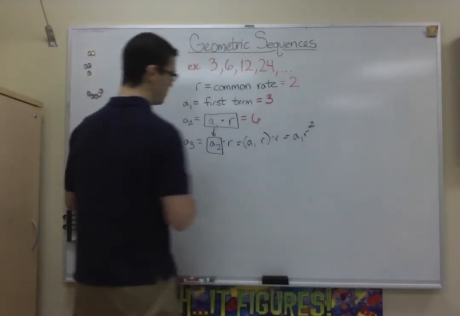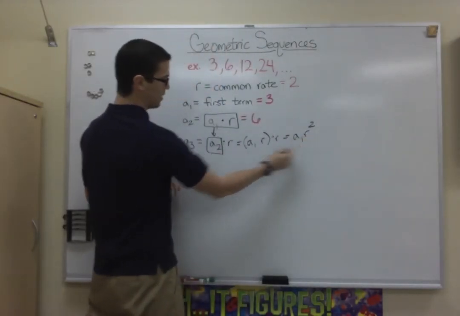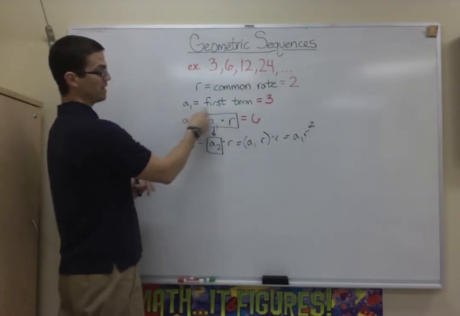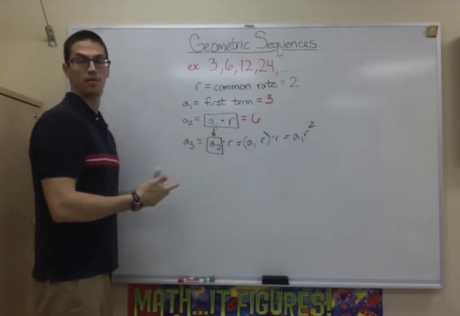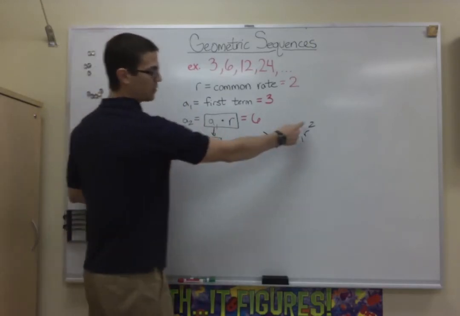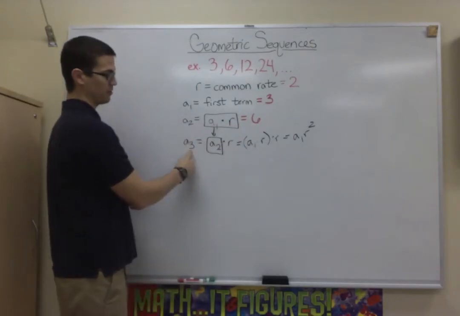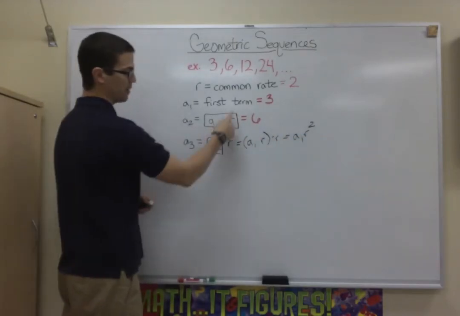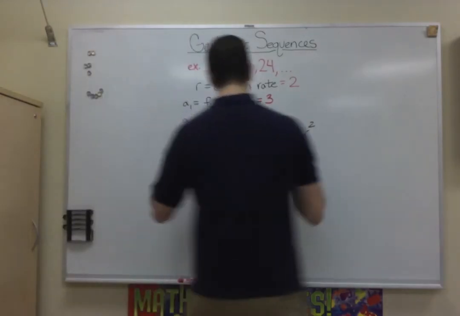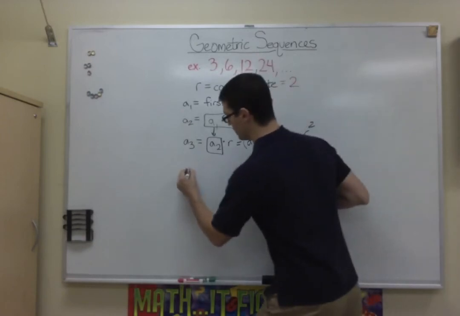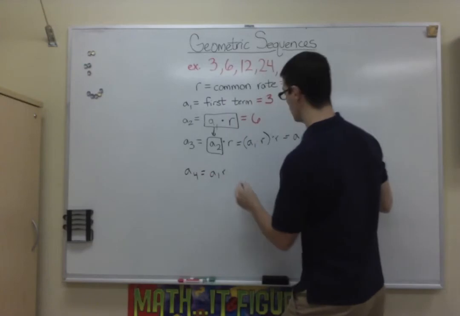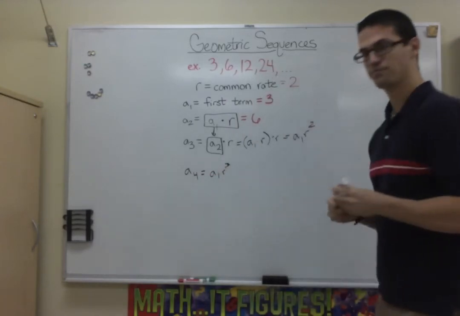Hopefully you can see from the pattern, this one's r squared times A1, this one's A1 times r to the first, and this one would be A1 times r to the 0, which would just be A1. So we got all the way to A3, and you can see the pattern that the power is just 1 less than whatever term you're on. So if you're on 3, the power is 2. If you're on 2, the power is 1. If you're on 1, the power would be 0. So we can use this to guess what A4 would be: A1 r to the 3rd.